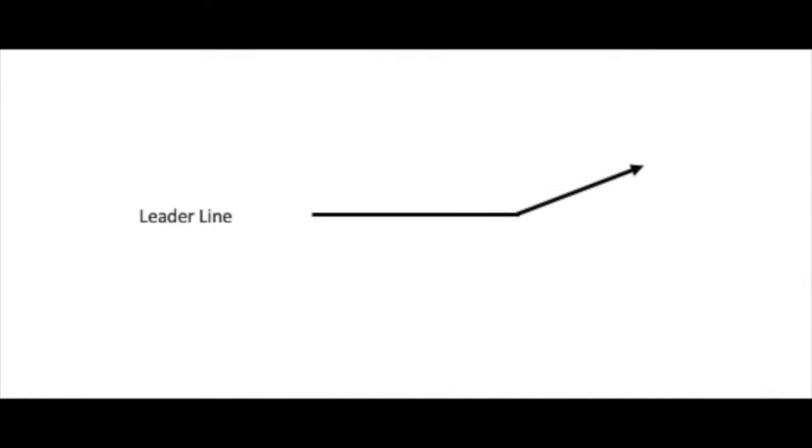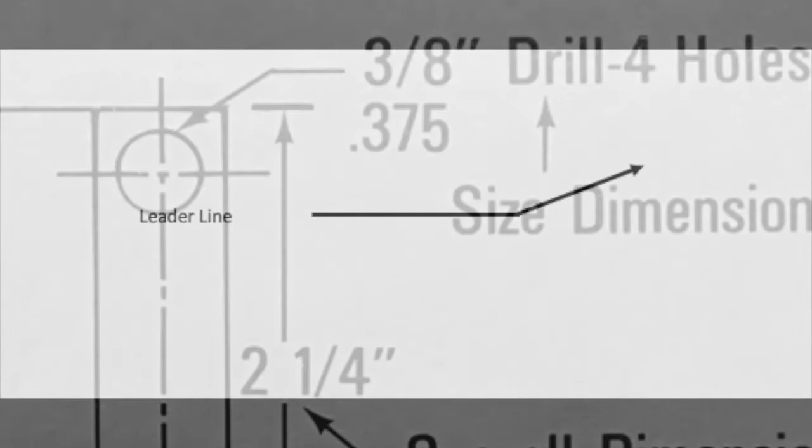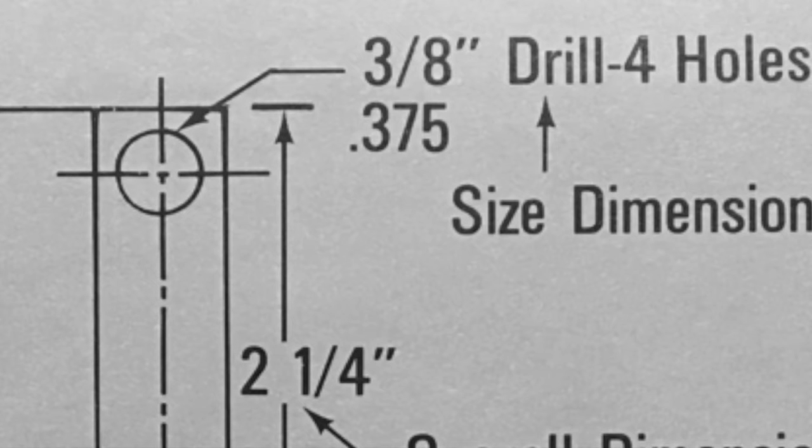A leader line is a thin line with only one arrow at the end. This is typically used to point to a specific point of an object. This can help point out a specific dimension or a note on a blueprint.